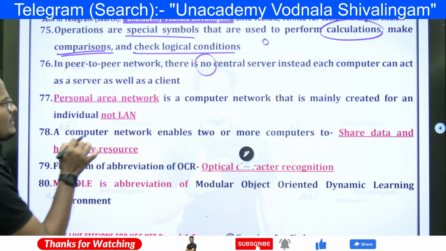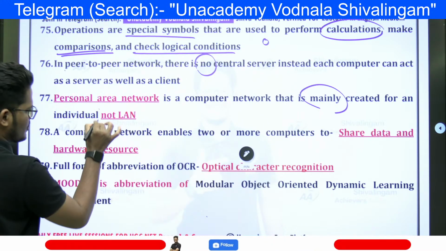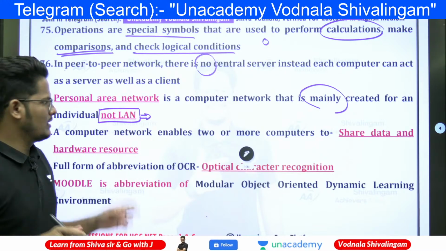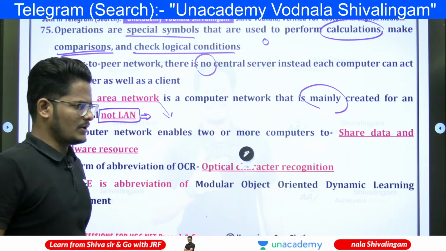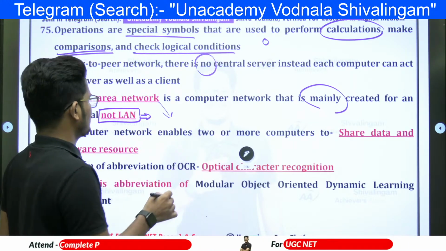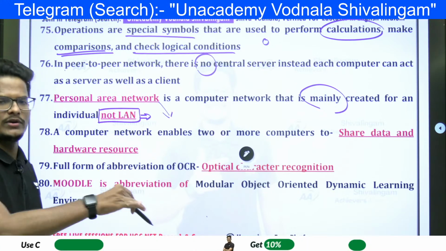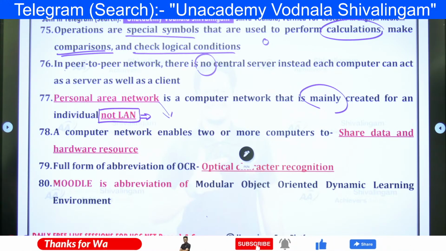Personal area network, which is a PAN. A personal area network is a computer network mainly created for an individual, not a LAN, because LAN is a local area network, which may not be personal. A personal area network can be your VPN, virtual private network, or it will come only within that particular space. If you go out of that space, it will not come. That is a personal area network. Next.